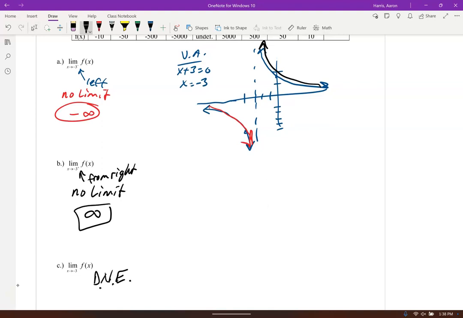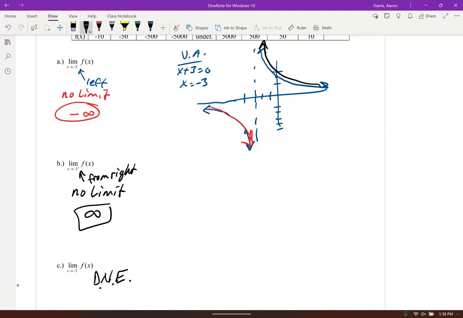If they had agreed, like both of them shooting up to positive infinity from both sides, then I would say the limit technically doesn't exist, but I'm still going to answer it as infinity, if they both shoot up or if they both shoot down. So there's a visual look at that.